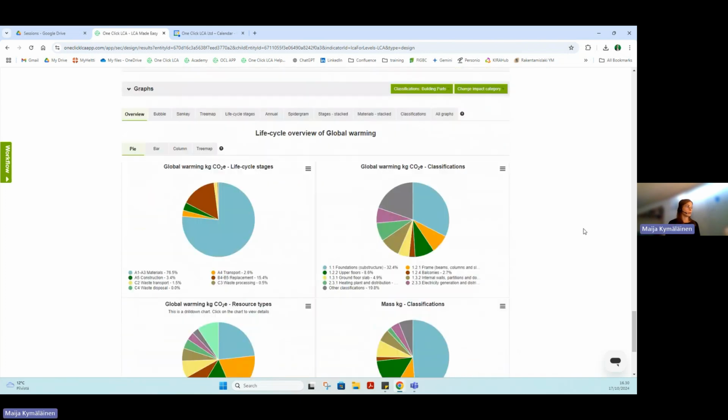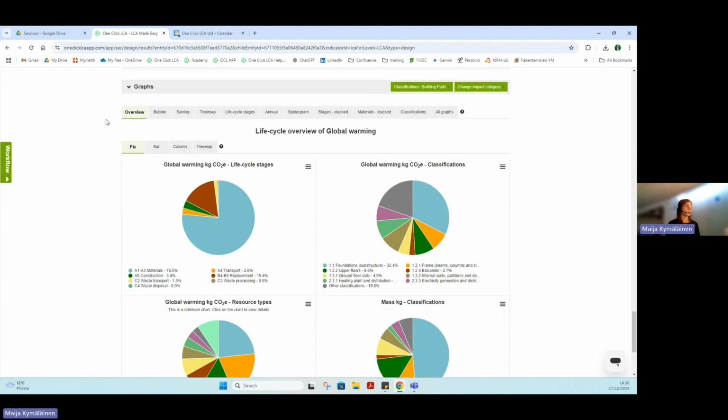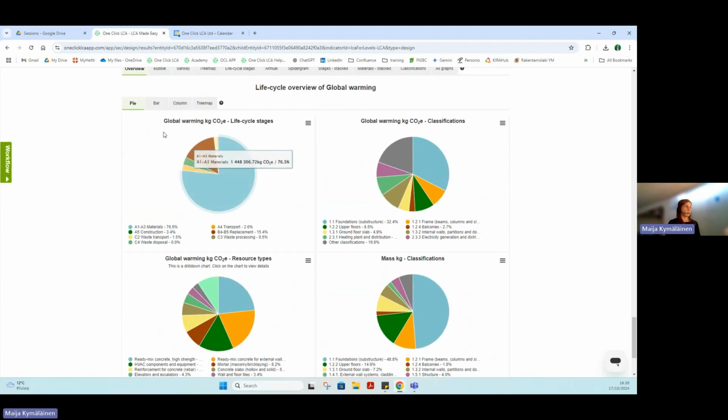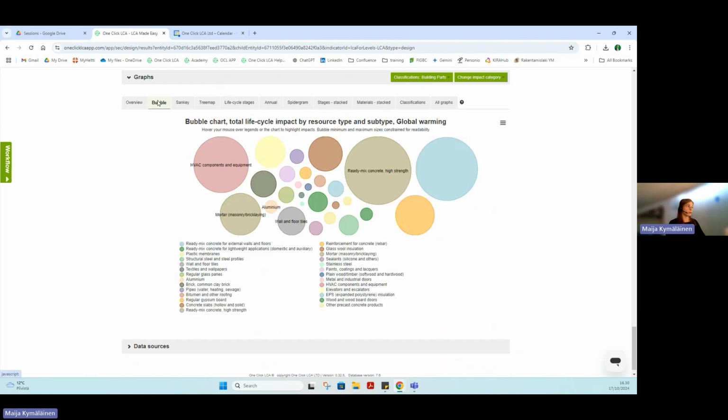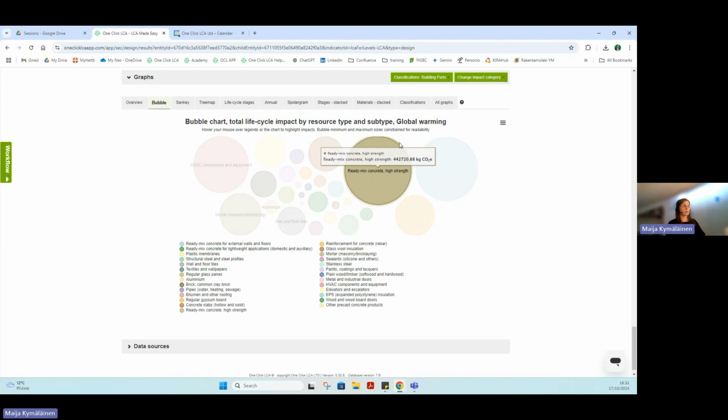And then when we scroll all the way down, we can find the graphs, different kinds of ones for different indicators. Here we have life cycle stages, classifications, resource types, and also the masses. And we can show different ones here. I think this is one of the most useful because it's so clear. Here you can actually see the scale of impact from certain kinds of materials. For example, ready-mix concrete, high strength makes up the most, as we saw in the most contributing materials. So this is basically the same, just visualized in a different way.